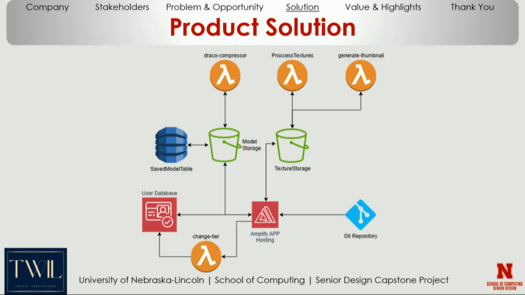We also have our model storage bucket, which has the Draco compressor Lambda function. Once a model is uploaded and saved into the model table, it goes through that compressor to make sure it's optimized for use within the program. Our last Lambda function on the bottom is change tier, which allows users to change their subscription and then updates the user database so that they have all the permissions that are needed.